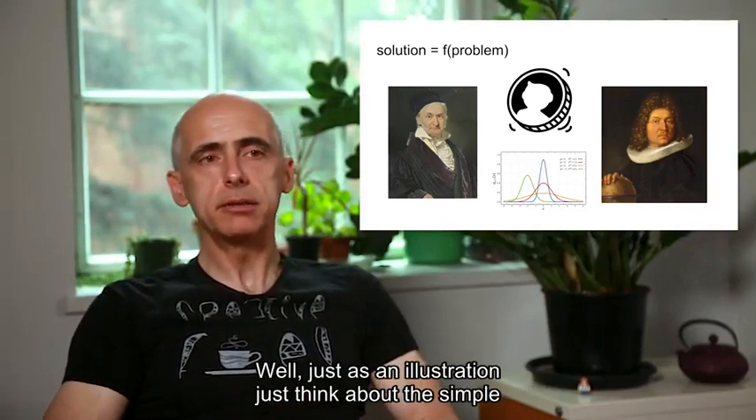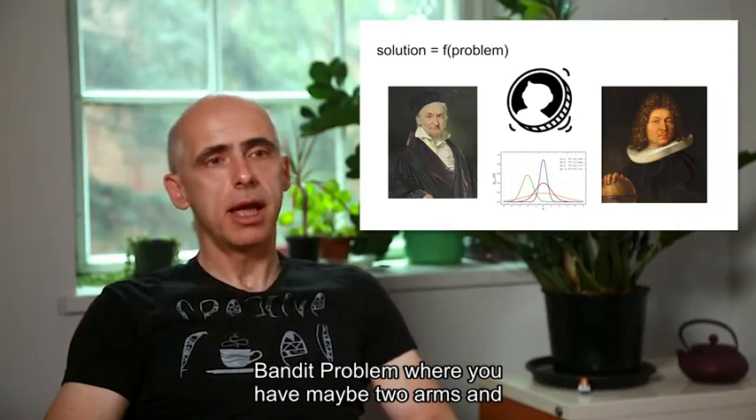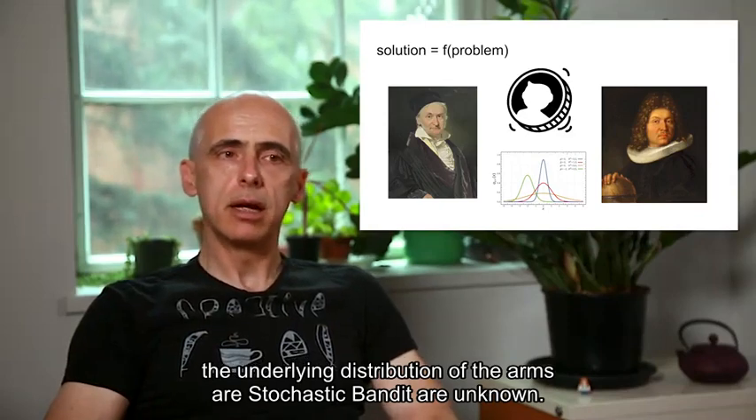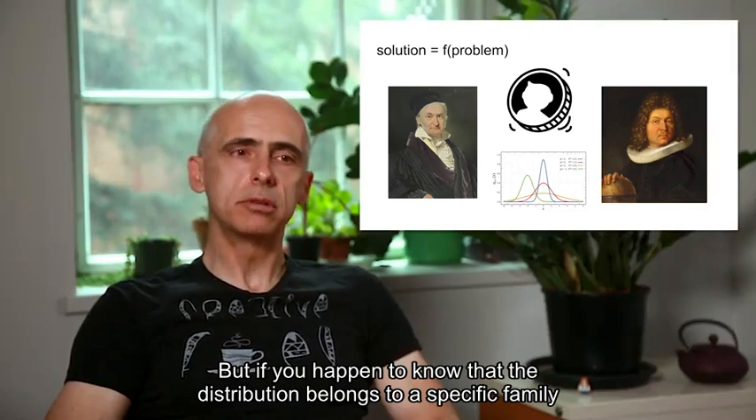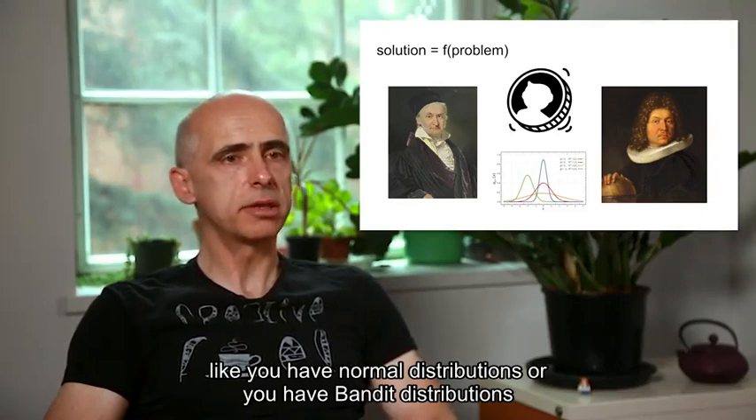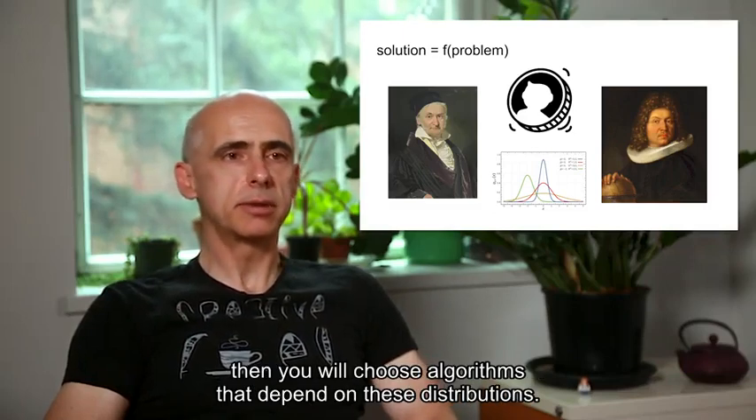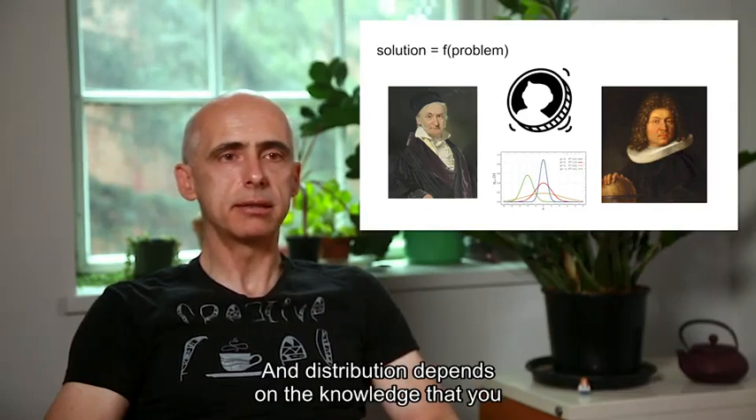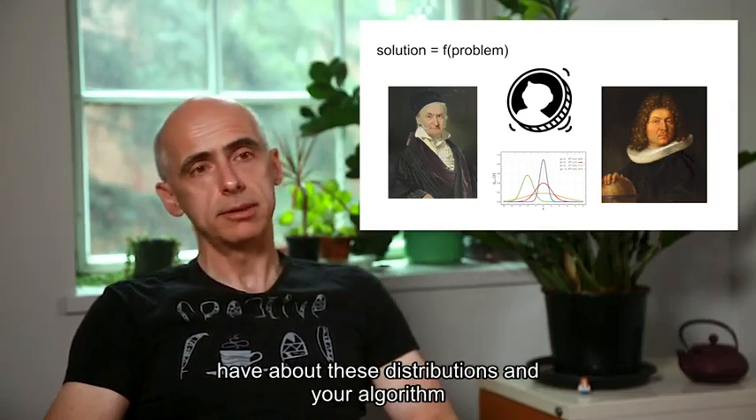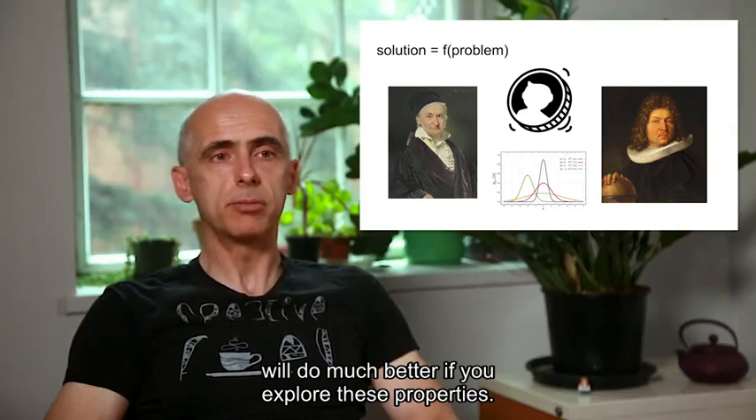And why is this important, you may ask? Just as an illustration, think about a simple bandit problem where you have maybe two arms, and the underlying distributions of the arms, in a stochastic bandit, are unknown. But if you happen to know that the distribution belongs to a specific family, like normal distributions or Bernoulli distributions, then you will choose algorithms that depend on the knowledge that you have about these distributions, and your algorithm will do much better if you exploit these properties.